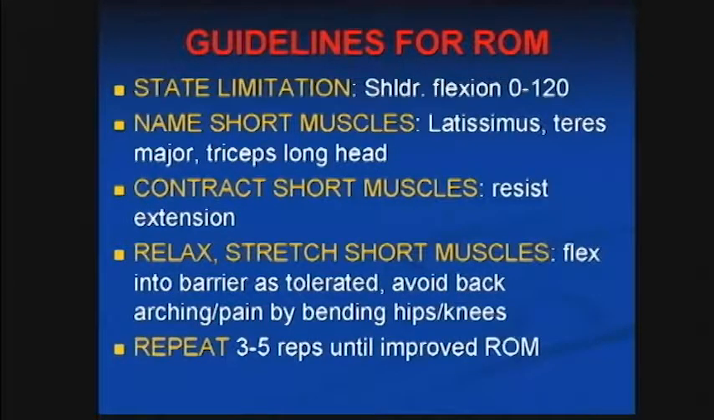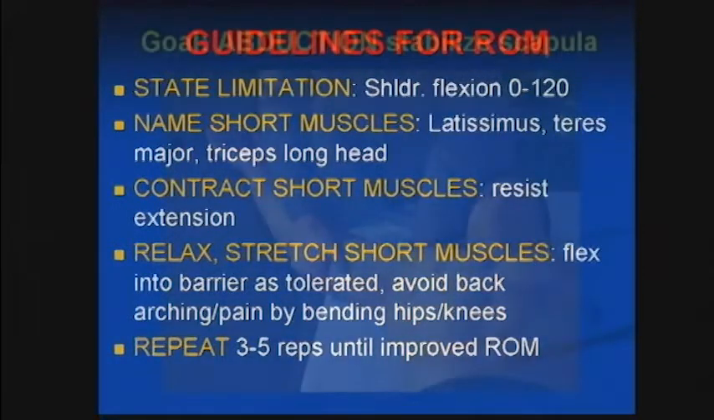Because if you don't have it in the right alignment, they're going to be feeling something else. Some people will start arching their back because their lats are really short. You know, remember, it connects to your back. You just saw it in the picture. So I might say, okay, I want you to keep your back flat on the table. Just asking them to bend their hips and knees might flatten their back. So that's an example, 3 to 5 reps.